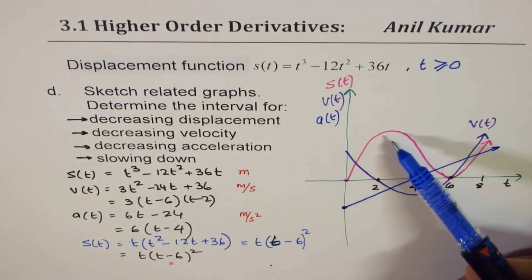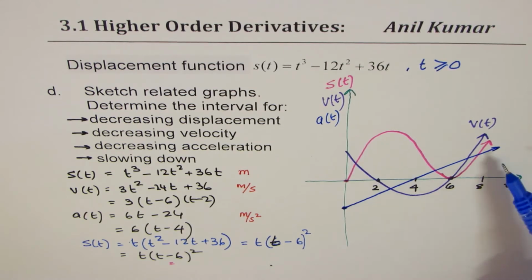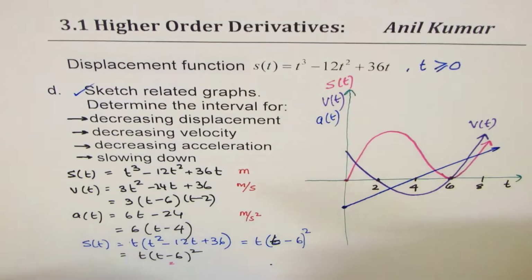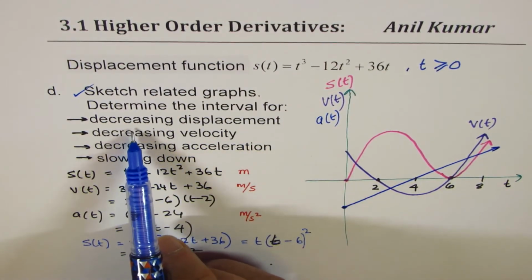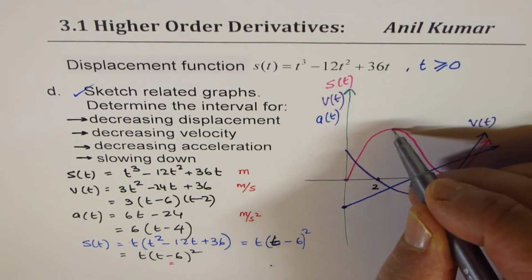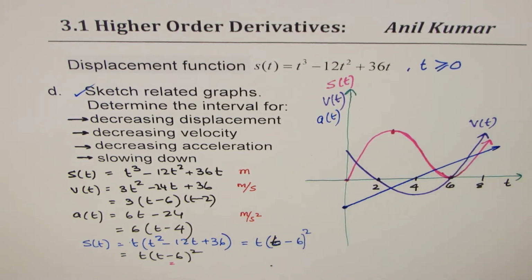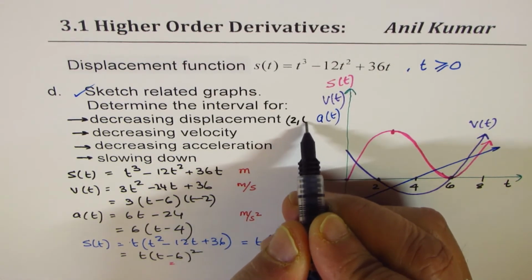Whenever you work with polynomials, derivatives are 1 degree lower: cubic, quadratic, linear. That makes sense. Now let's answer all these questions. We have done the first part, that is sketching. Now we need to determine the interval for decreasing displacement. Clearly, where is the distance decreasing? This distance is decreasing from here to there. So decreasing displacement is from 2 to 6.